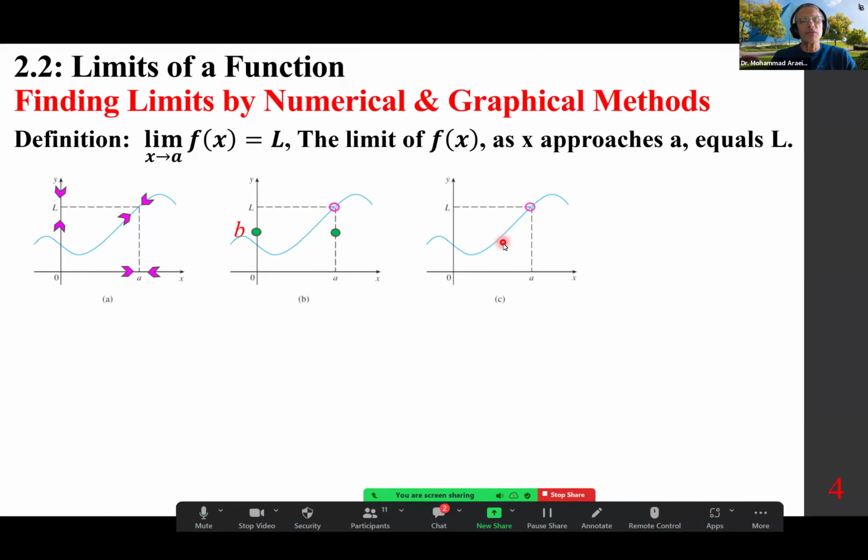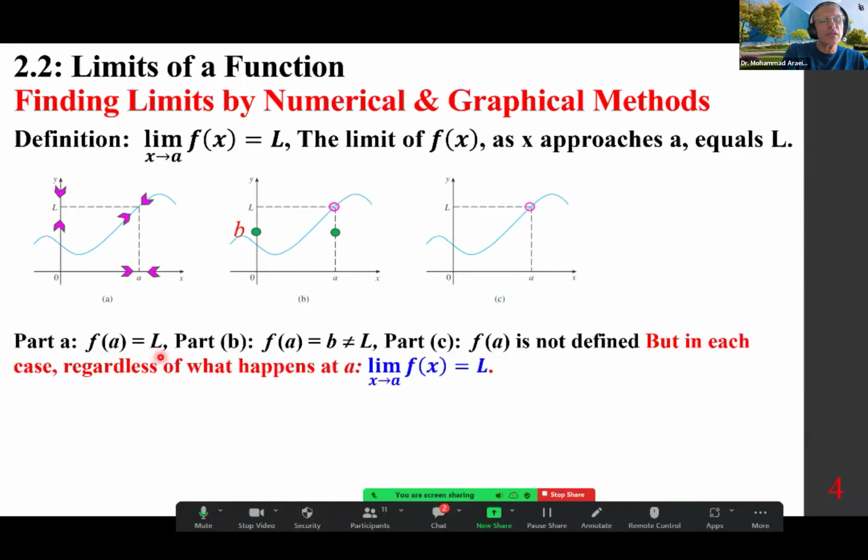However, there are some differences. f of a is precisely equal to L in the first case, part A, which means it's continuous at x equals a. In part B, f of a is not equal to L because there is a hole here, there is a discontinuity. So what is f of a equal to? Something else. In part C, what is f of a? There is a hole here. It's not even given to us. We don't know it. It's undefined. Therefore, we say part A, f of a equals L; part B, f of a equals something not equal to L; and in part C, f of a is not defined. But in each case, regardless of what happens at a, the limit of f of x as x approaches a equals L. So the limit has got to do with getting closer and closer to the value of interest, but we never get there.